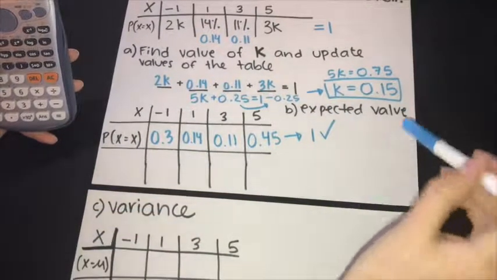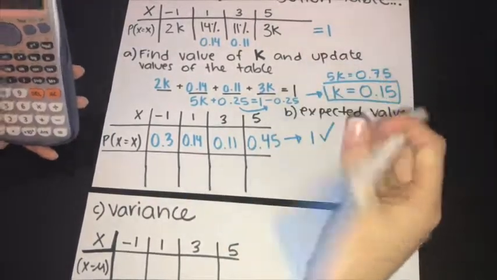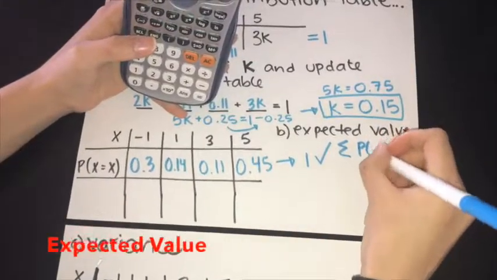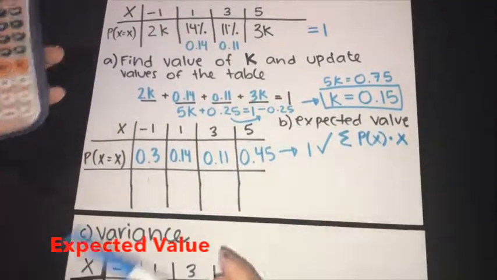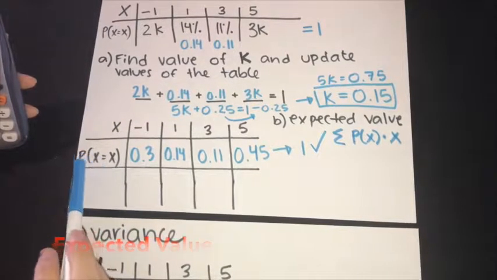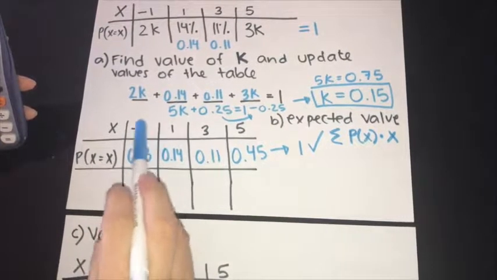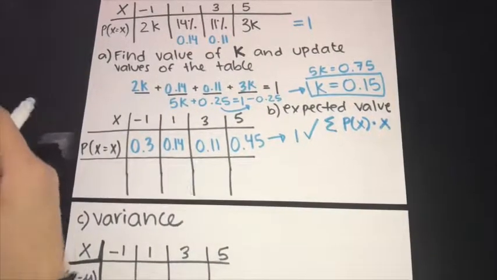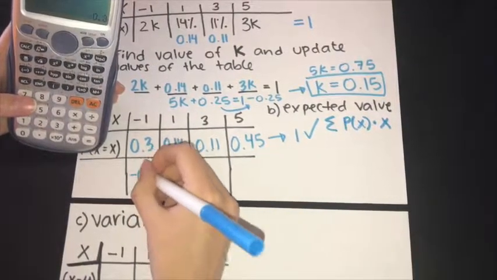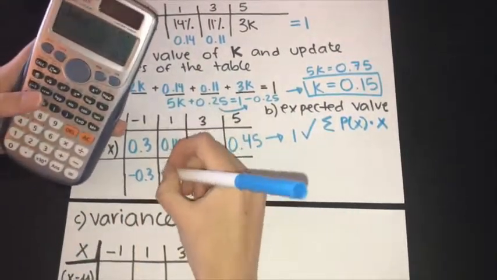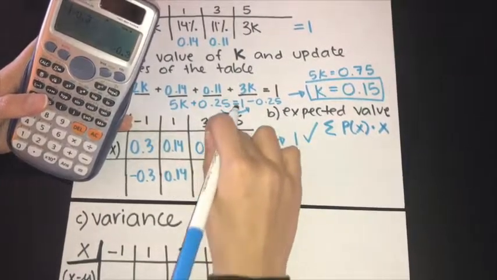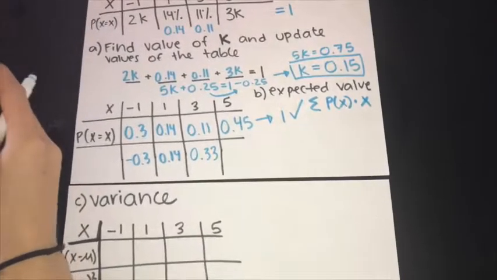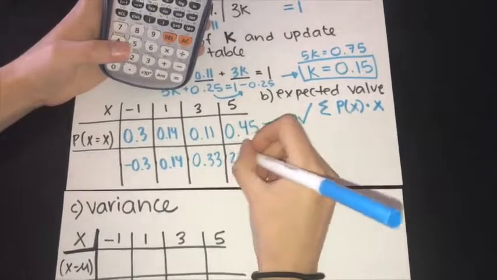Then, the second step is to find the expected value. We know that the formula to find the expected value is the addition of the probability of x times x. So we already have our x values, we have the probability of the x values. We need to multiply these by these and then add it. So we'll say negative 1 times 0.3 gives us negative 0.3. 0.14 times 1, 0.14. 0.11 times 3, it's 0.33. And 0.45 times 5 equals 2.25.